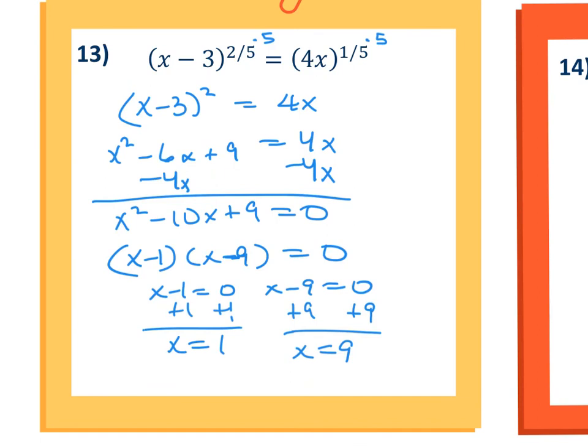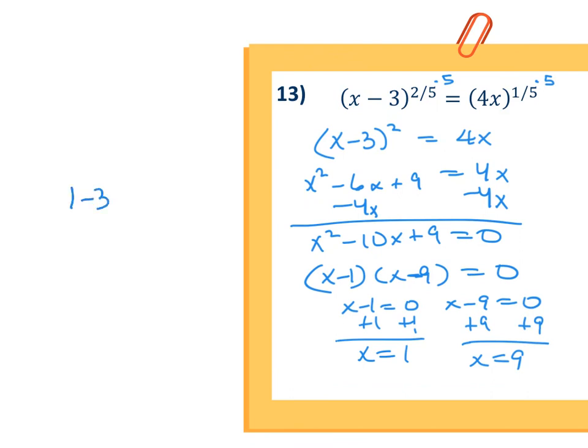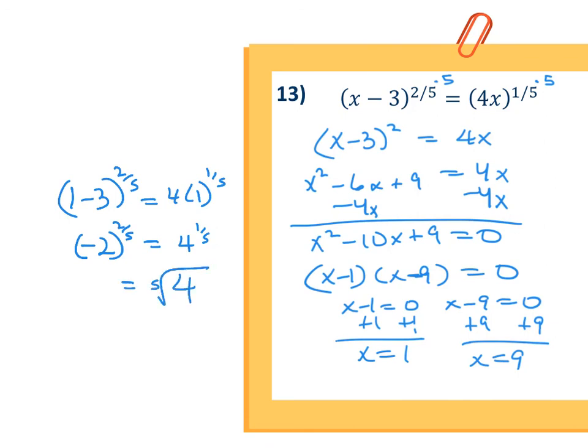I now need to plug it back in to do the check. So 1 minus 3 raised to the 2/5 power equals 4 times 1 to the 1/5 power. So negative 2 to the 2/5 and 4 to the 1/5. So this is like finding the 5th root of 4. Over here what I can do is do negative 2. Let's see. Same thing. I could do the exponent first. I could square the negative 2 and it becomes 4. And then now it's to the 1/5 power, which is the same thing as what I just wrote. Actually, I didn't even need to make that a root. Let's go ahead and put it back as 1/5. So 4 to the 1/5 equals 4 to the 1/5. This is a good answer.